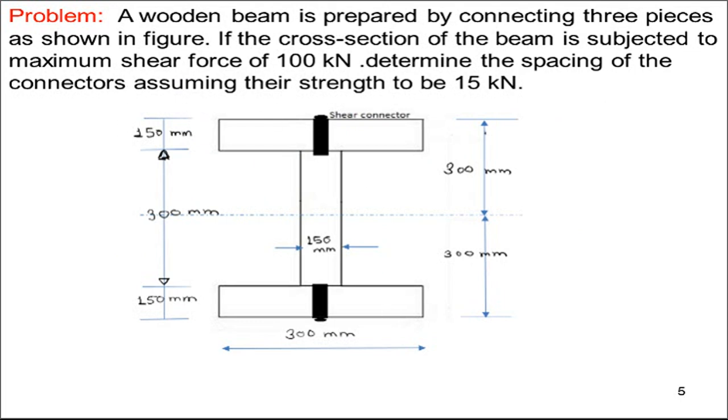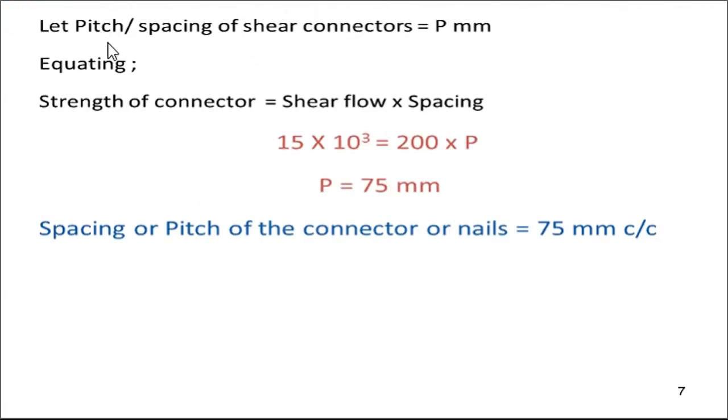So they ask for the spacing, which means if you assume the pitch or spacing of the connector is capital P mm, because spacing we measure as a distance, in mm or centimeter. If you assume that capital P mm is the pitch, then the strength of the connector can be determined by shear flow multiplied by spacing. This particular relation you can use: strength of the connector is equal to shear flow multiplied by spacing.